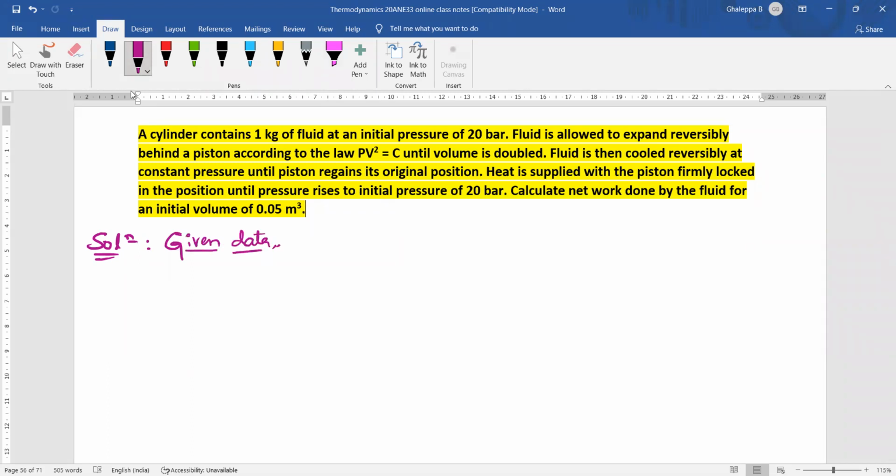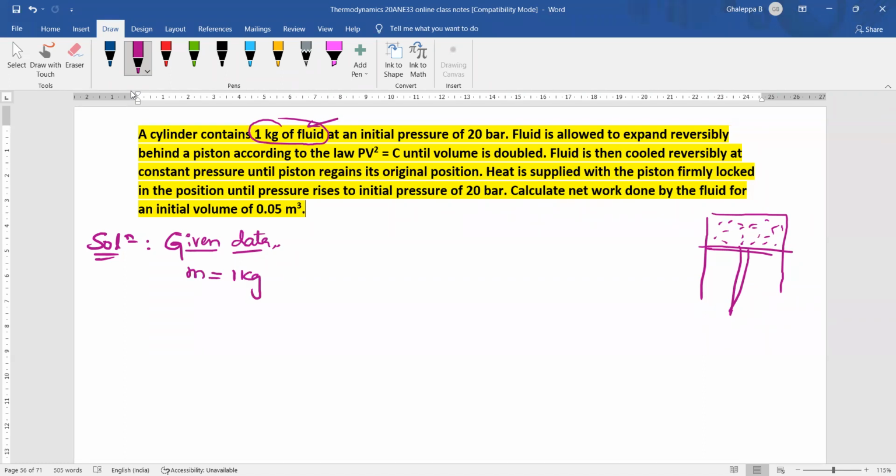Okay. A cylinder contains 1 kg of fluid. First consider one cylinder. So this cylinder has 1 kg of fluid. It may be air or it may be some liquid. Again, generally as given, it is fluid. So mass is equal to 1 kg.